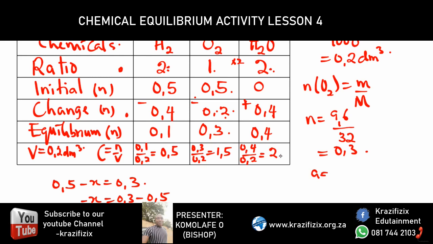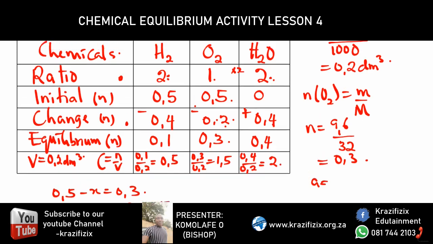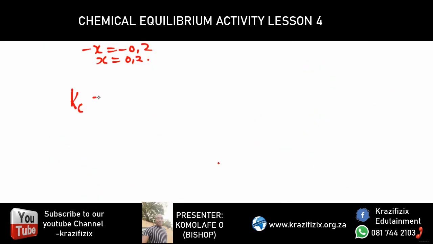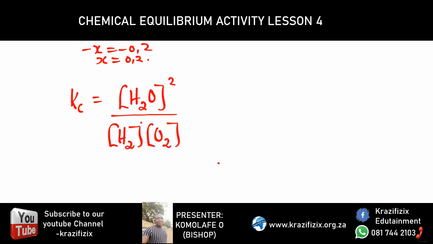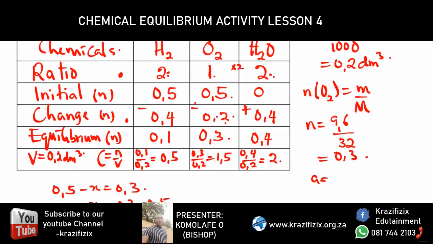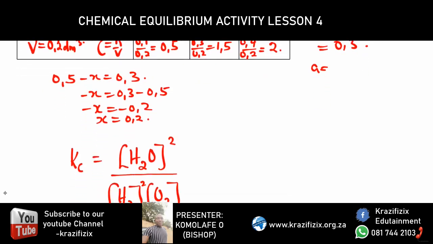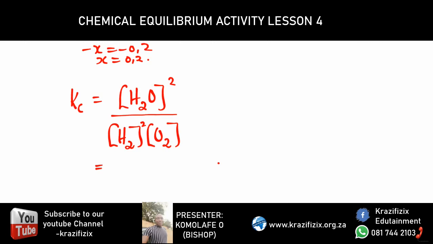What do I need now? I need my Kc expression. Remember, my product is water. So Kc equals the concentration of water squared over hydrogen squared and oxygen. I remember my hydrogen must have a 2 because it's 2 moles there. Can I put my values? It's 2 squared over, hydrogen is, I don't want to get it wrong, 0.5 squared, and oxygen is 1.5. And that's Kc there.